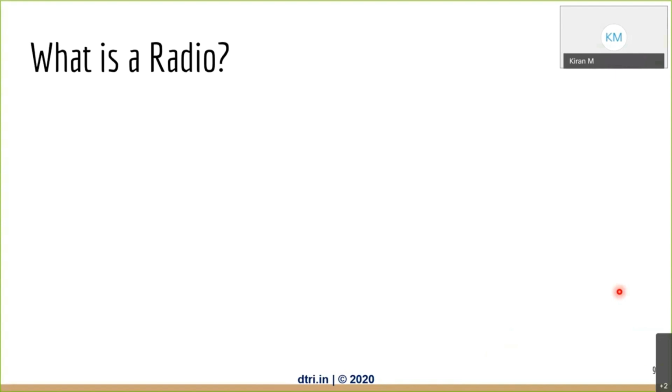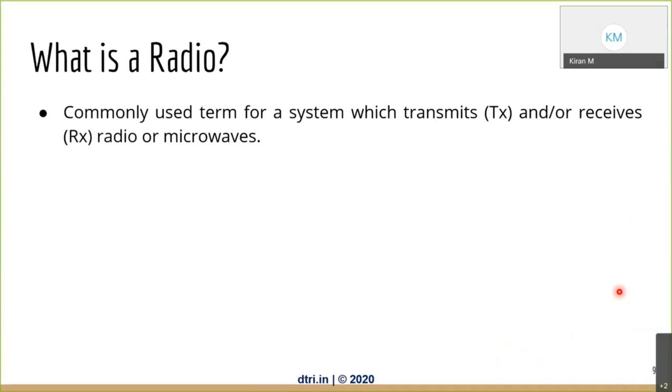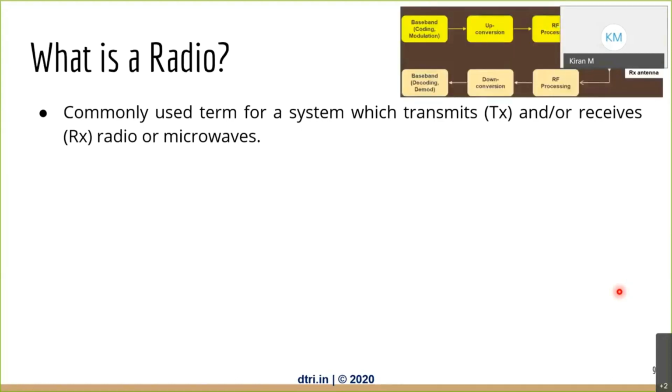Let us look at what is a radio. We have been talking about radio frequencies. Let us look at what is a radio. So radio is a commonly used term for a system which transmits and or receives radio waves or microwaves. Okay, look at this picture.